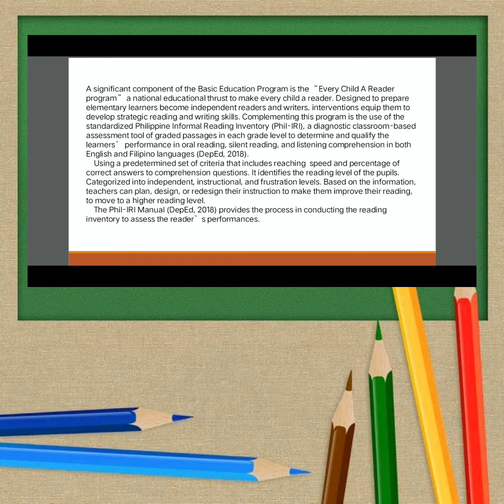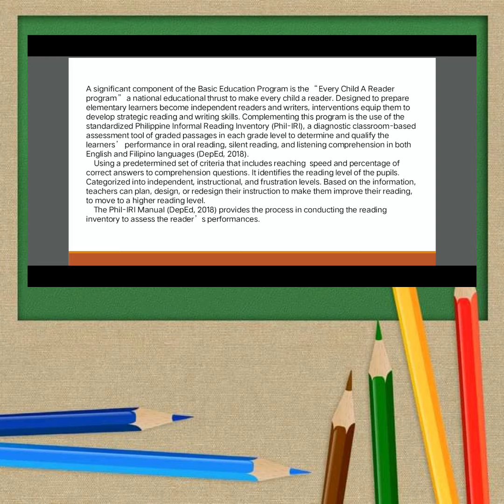Using a predetermined set of criteria that includes reading speed and percentage of correct answers to comprehension questions, it identifies the reading level of the pupils, categorized into independent, instructional, and frustration levels. Based on the information, teachers can plan, design, or redesign their instruction to help learners improve their reading and move to a higher reading level.